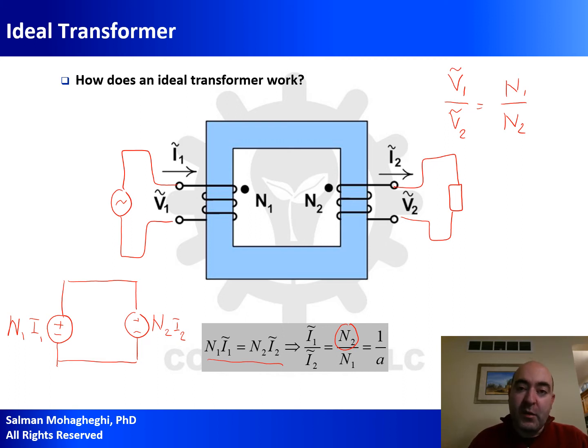So a transformer that steps up the voltage steps down the current. A transformer that raises the voltage lowers the current. A transformer that lowers the voltage raises the current. So what a transformer does to voltage is opposite of what it does to the current. This is the most important thing that you should remember about transformers. They do opposite things to voltage and current. Lower one, raise the other one.